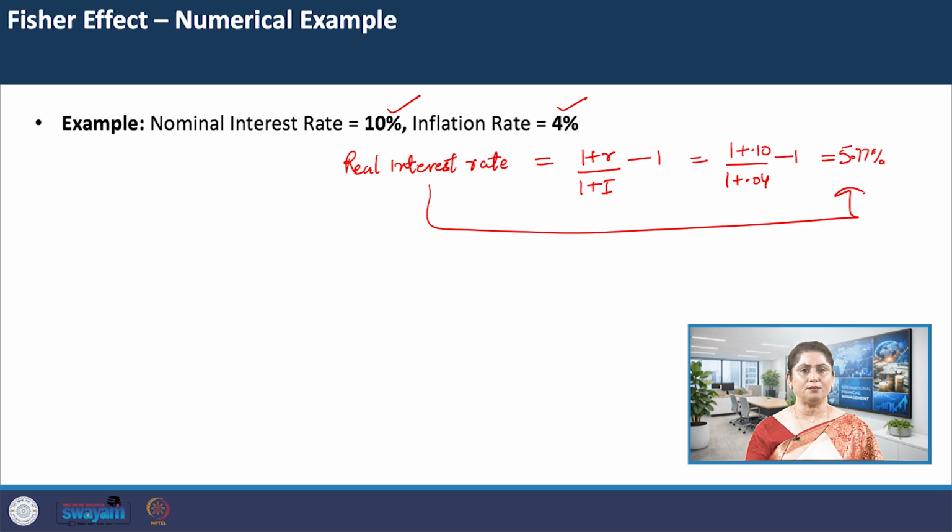This is a profoundly important insight for investors, particularly in international finance. When comparing investment opportunities across countries, you should never simply compare nominal interest rates. A country offering 15% nominal interest rate may be offering a far lower real return than a country offering 6% nominal interest rate. If the first country has 12% inflation and the second country has only 1% inflation, the nominal rate is the headline, the real rate is the truth.